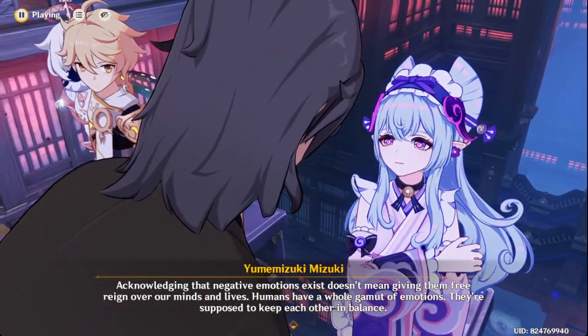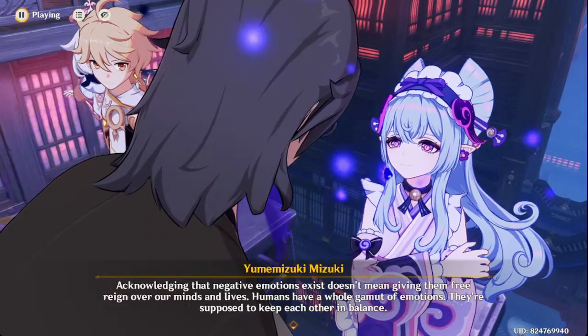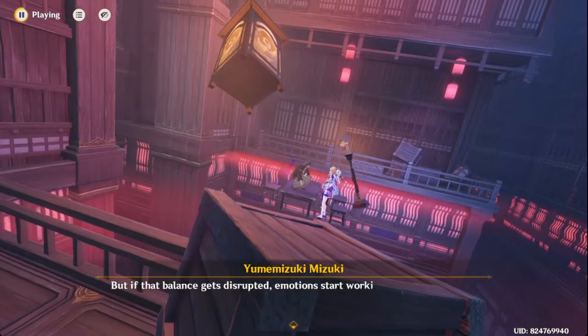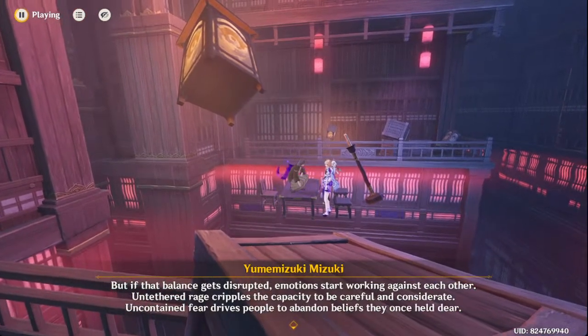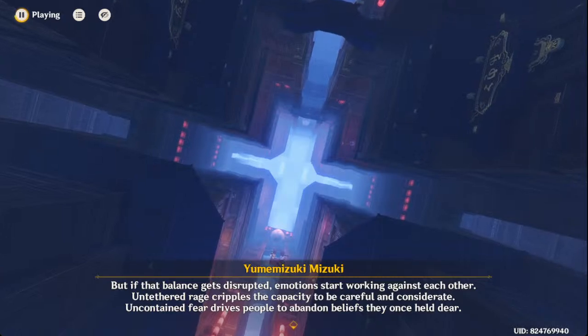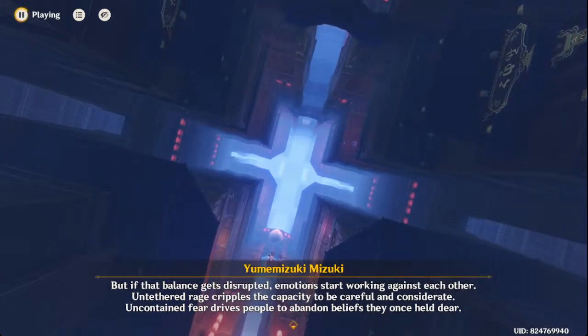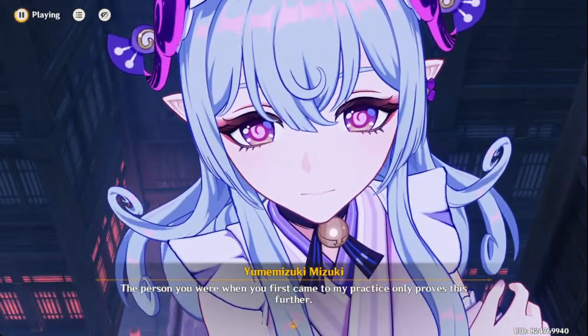Humans have a whole gamut of emotions. They're supposed to keep each other in balance. But if that balance gets disrupted, emotions start working against each other. Untethered rage cripples the capacity to be careful and considerate. Uncontained fear drives people to abandon beliefs they once held dear. The person you were when you first came to my practice only proves this further.